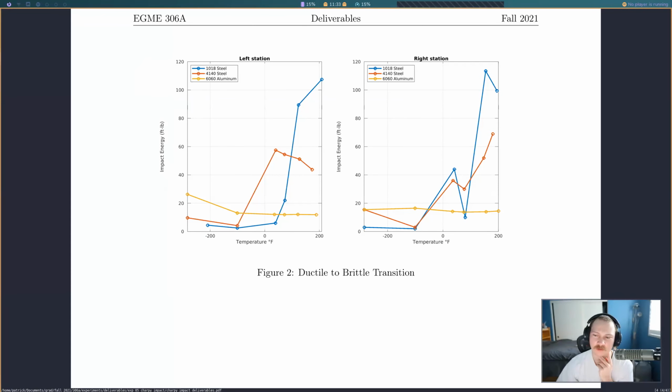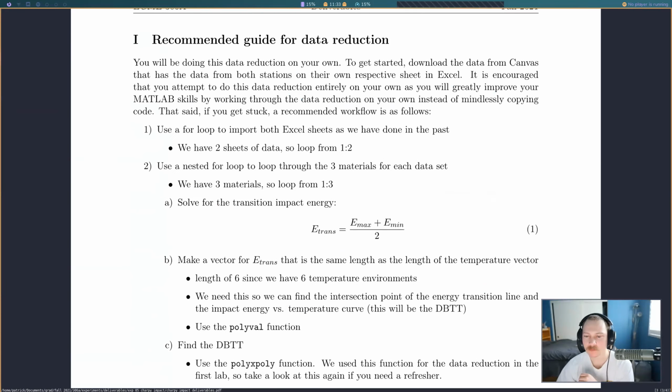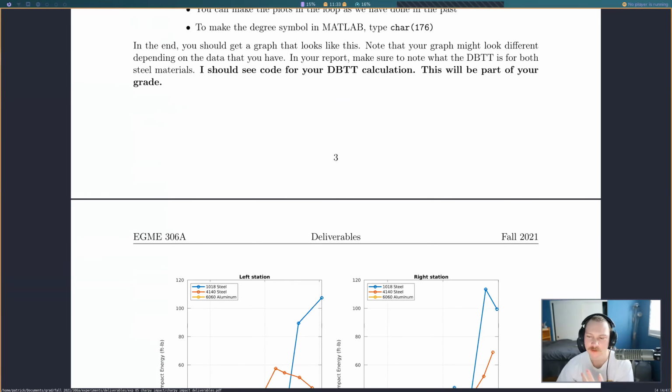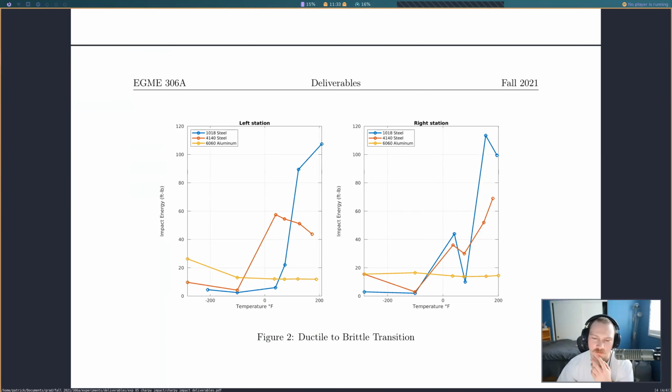So at the very end of the deliverables handout, I have this figure here. I think this is from my 8:30 a.m. class on Friday, so your graphs are going to look a little bit different, but you should see something pretty similar to this. Basically what I did, I used a nested for loop. In my first for loop, I'm looping through the different stations, the left station and the right station. And in a nested for loop, I'm looping through the three different materials that we have.